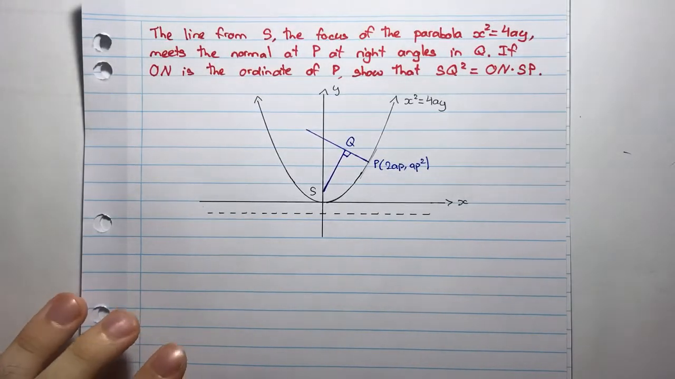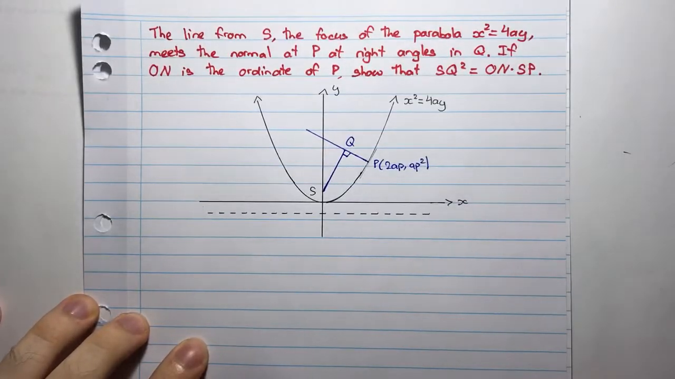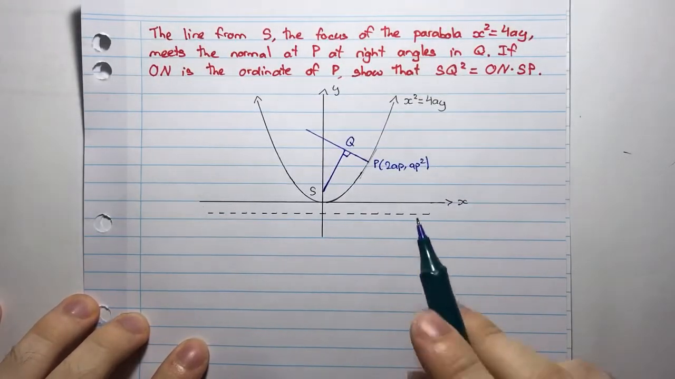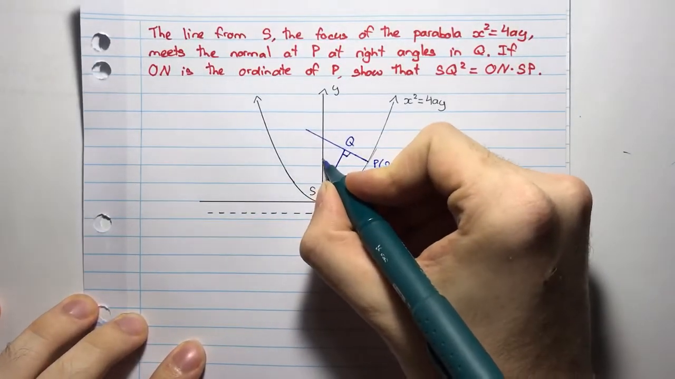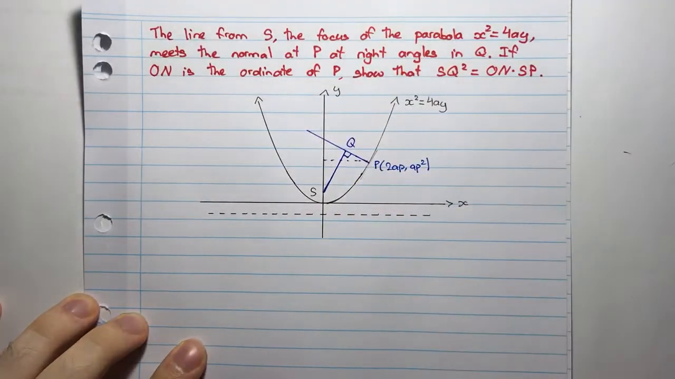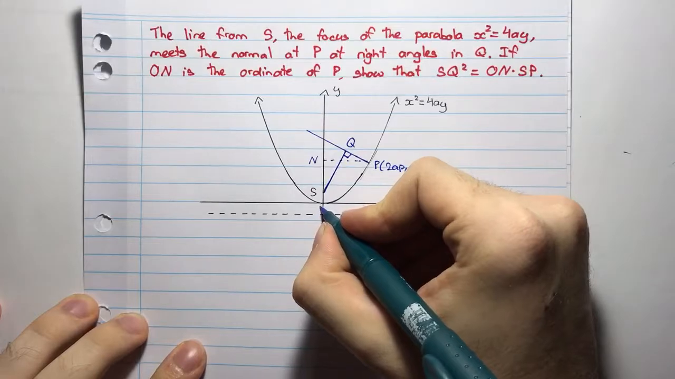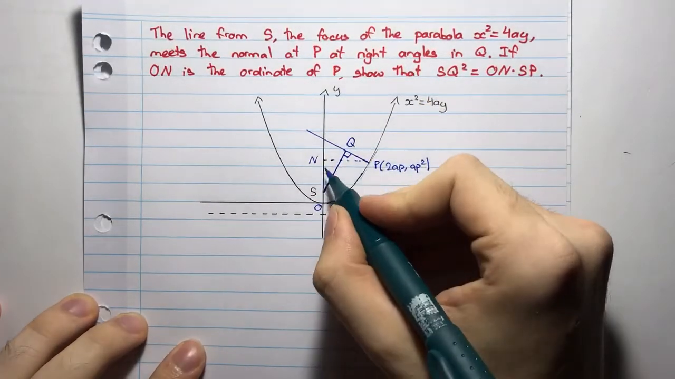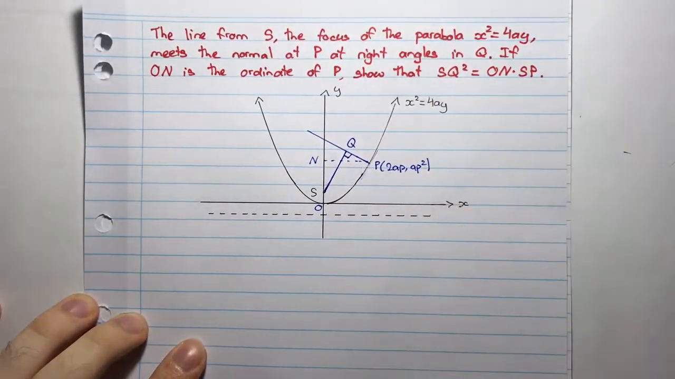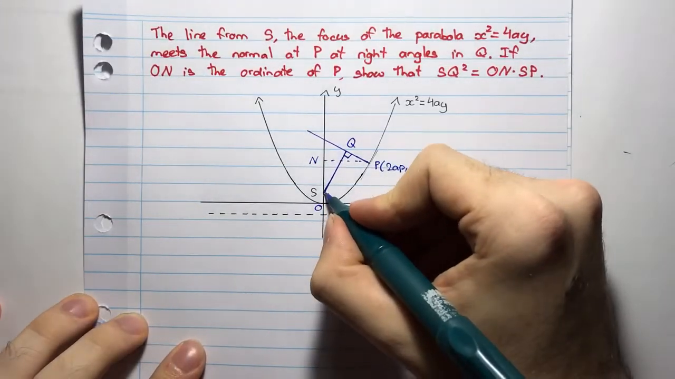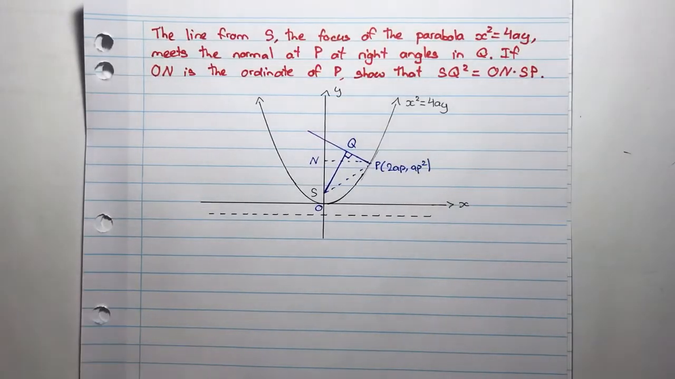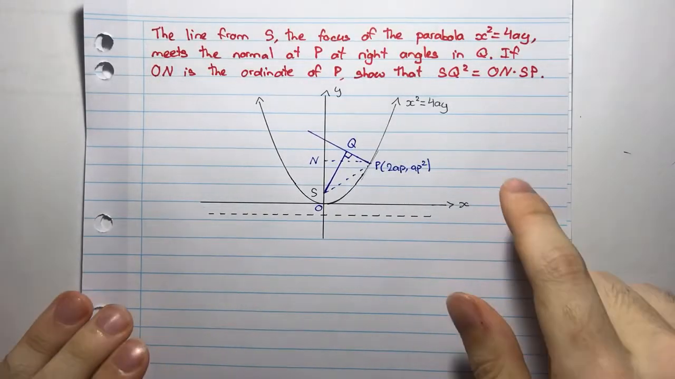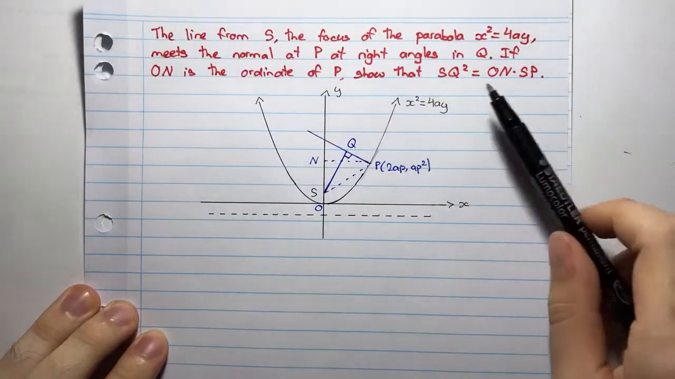If ON is the ordinate of P, show that SQ squared equals ON multiplied by SP. So what does it mean by ON being the ordinate of P? Well, the ordinate is just referring to the y value of the point P. So if I drew a horizontal line here, this is the point N. So here I have from my origin ON. So this is the distance ON. And what about SP? Well, SP is just this distance, joining S to P. Okay, so let's go ahead and work out or prove this.